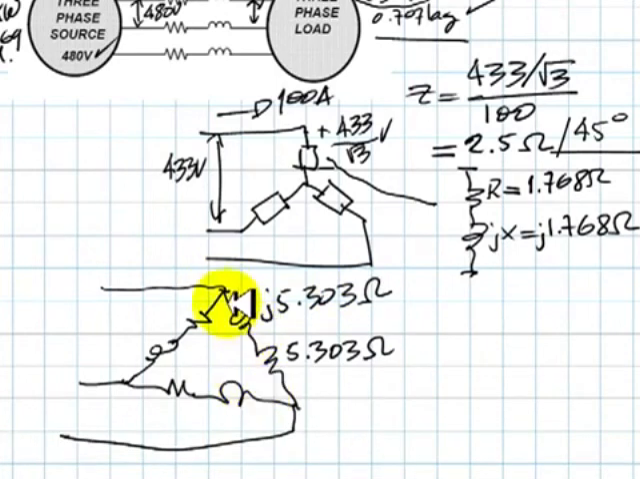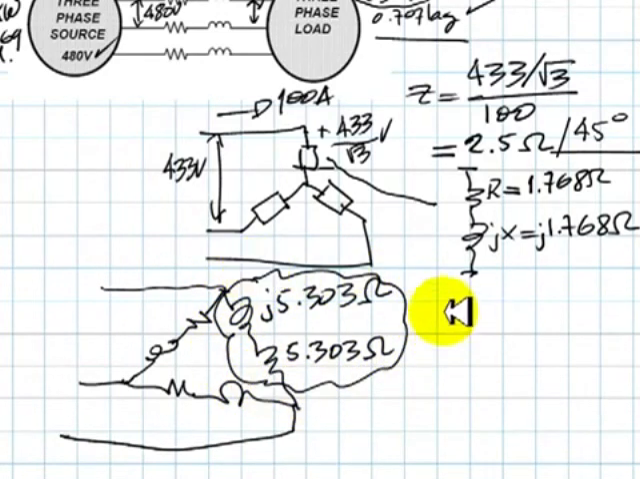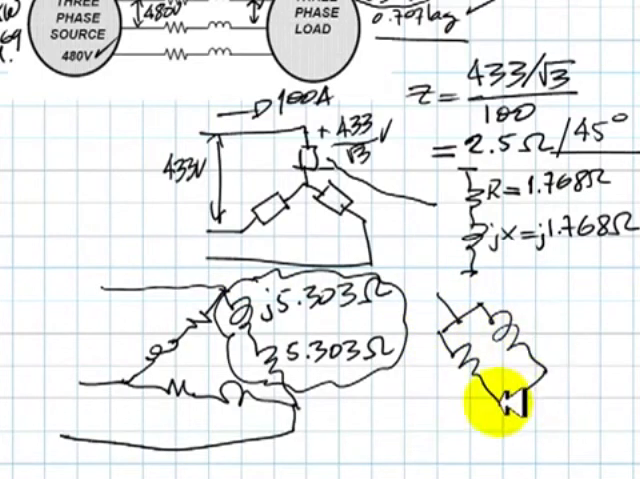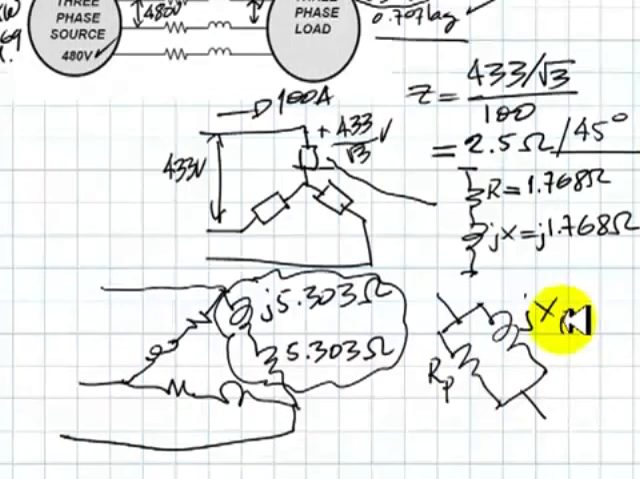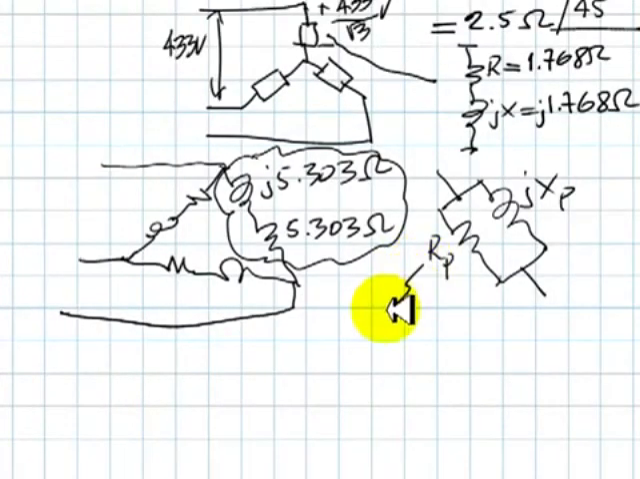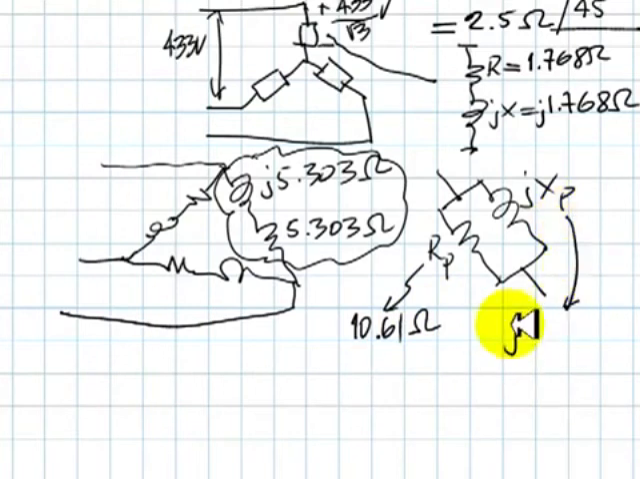But now we want to represent this as a parallel of a resistor and an inductor, and we've done that before. We did that in the quiz. Represent each one of those in the delta by this R in parallel with this jXP. You do exactly what you did in your assignment or homework, and you get 10.61 ohms here, and this one has the value of 10.61 ohms as well.